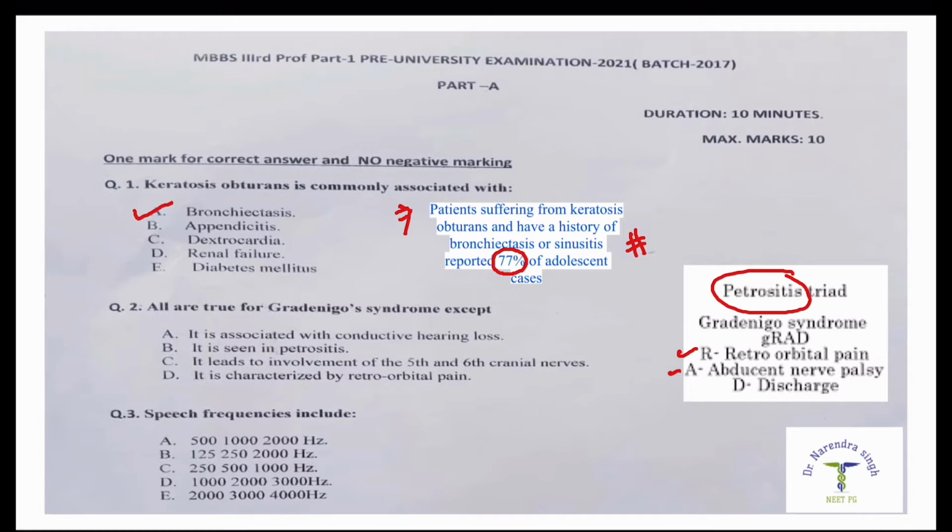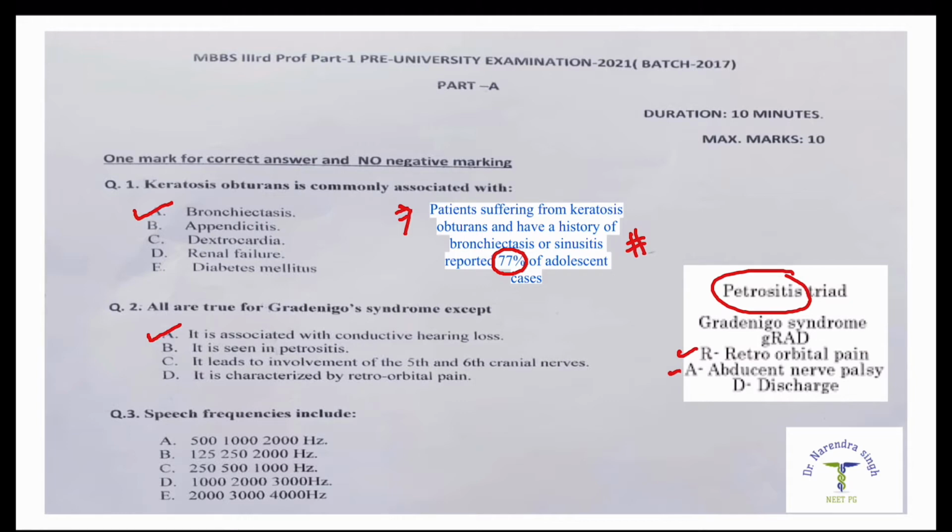And option B, it is seen in case of petrositis; we have already discussed that Gradenigo syndrome is seen in petrositis. Now we are left with only one option, option A, that it is associated with conductive hearing loss. Gradenigo syndrome is usually not associated with conductive hearing loss. So the correct answer of question number 2 is option A.